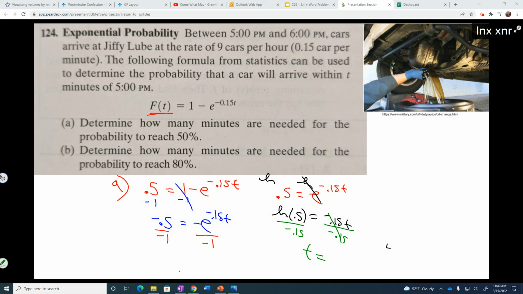It was about 4.6. So there's a 50% chance that a car will arrive within the first 4 minutes. So this could be used to figure out how many employees you would need, right? Based off of how many cars are coming. You need 2 or 3 or 4 employees at this specific hour.